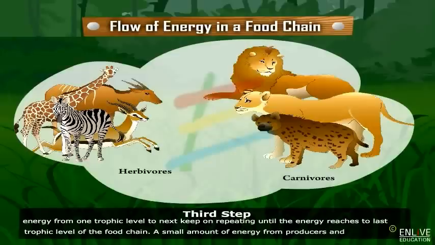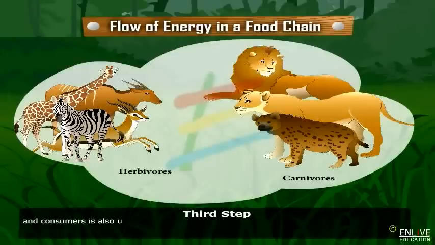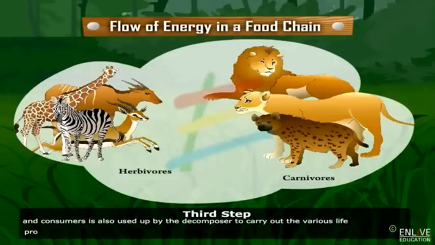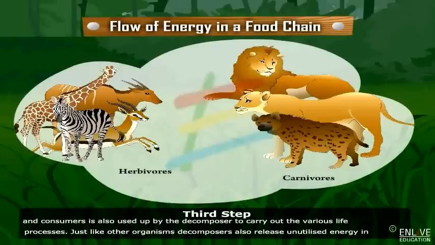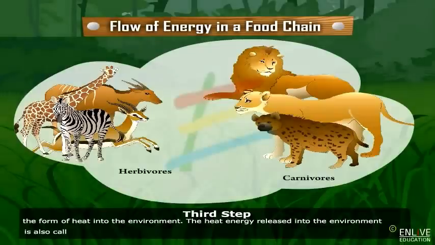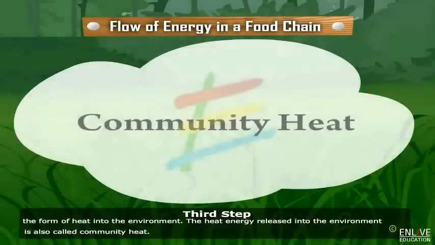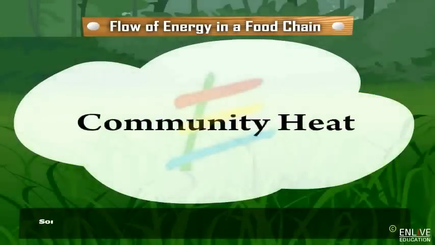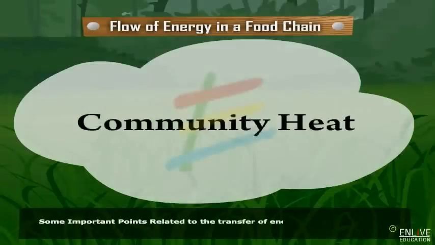A small amount of energy from producers and consumers is also used up by the decomposers to carry out their various life processes. Just like other organisms, decomposers also release unutilized energy in the form of heat into the environment. The heat energy released into the environment is also called community heat. Some important points related to the transfer of energy in a food chain.